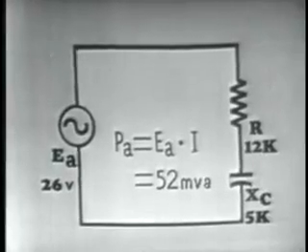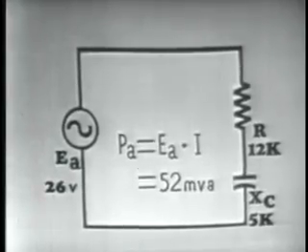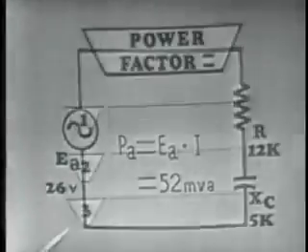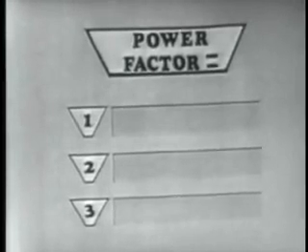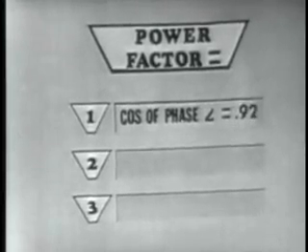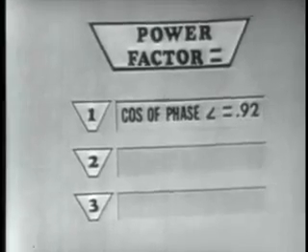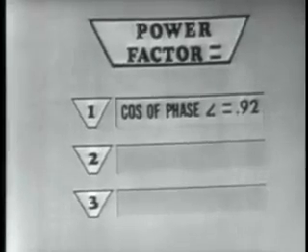Well, now that we have determined the true power and apparent power, the next thing we could do is determine the power factor of this circuit. And the power factor may be determined by using one of the three following expressions. Number one, the power factor is equal to the cosine of the phase angle, which is equal to 0.92. Where did this 0.92 come from? Well, if we look at our trig tables once again, remember our phase angle was 22.6 degrees.